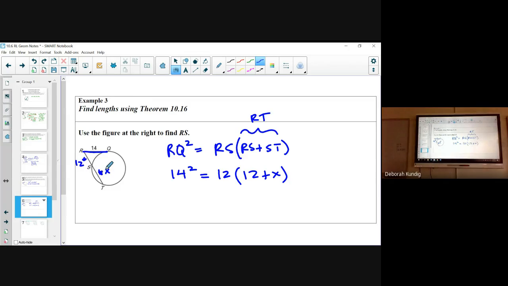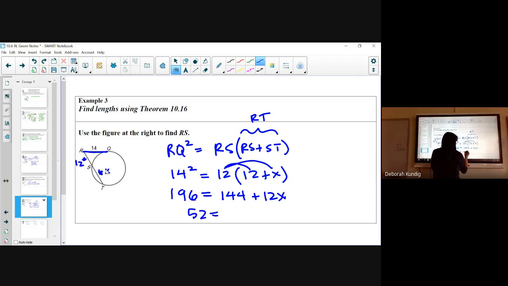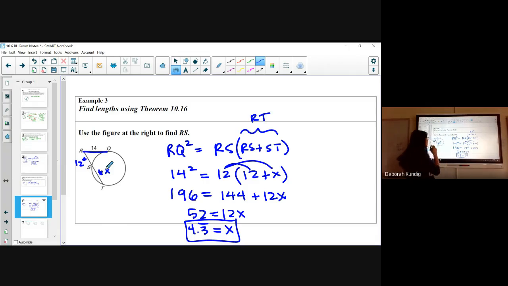Now let me get my calculator. Okay, 14 squared gives me 196. Is equal to 12 times 12 is 144. 12 times x is 12x. So 196 minus 144 gives me 52. And divide both sides by 12 and 4.3333.